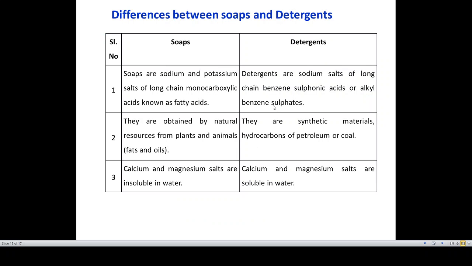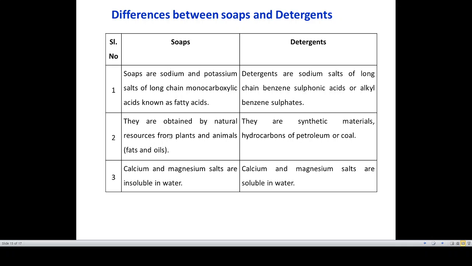Now, let us talk about the differences between soaps and detergents. When we come to the chemical nature, we know very well soaps are sodium or potassium salts of long chain monocarboxylic acids, which are called fatty acids. When we come to the chemistry of detergents, they are also sodium salts, but not of long chain fatty acids, but of long chain benzene sulfonic acid or alkyl benzene sulfate.